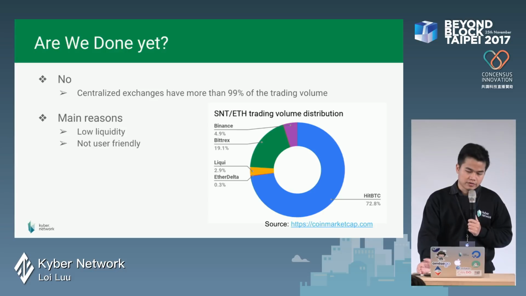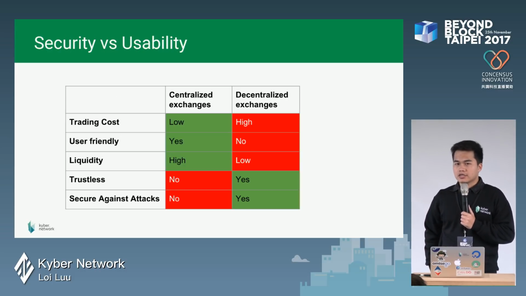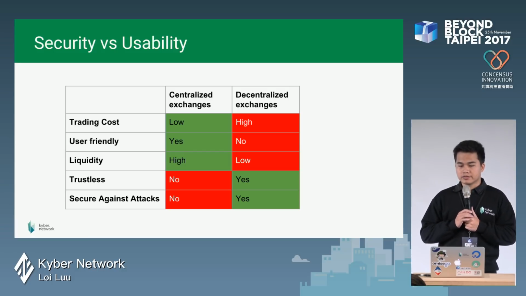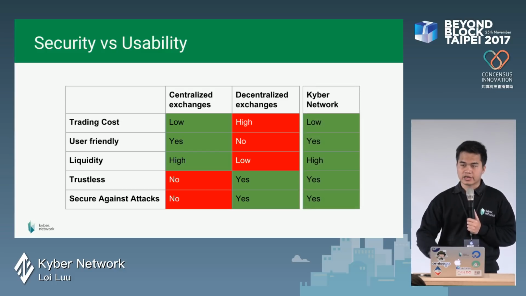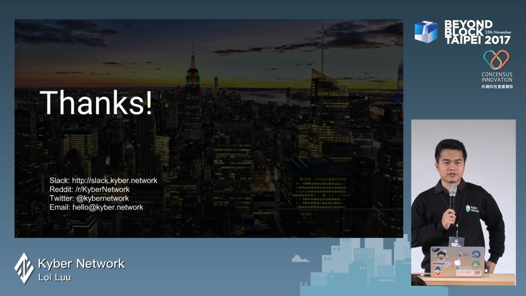So the main reason is that the liquidity is low because most decentralized exchanges are really hard to use. They are built for crypto users, not for mainstream users, right? And so there's the trade-off between centralized exchanges and decentralized exchanges. Decentralized exchanges are well known for being secure and also trustless, but they are really hard for users to use. So with Kyber, we want to bridge the gap between usability and security, and we hope that we can offer the best solution to our crypto users and also mainstream users. With that, I want to conclude my presentation, and I'm happy to take questions.